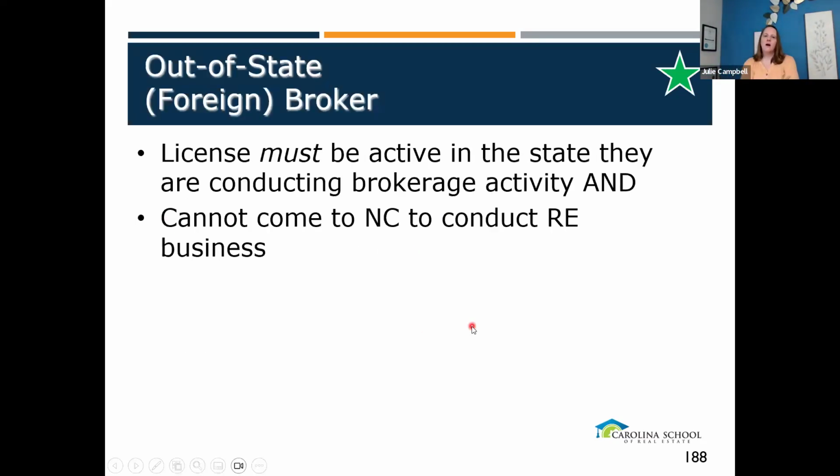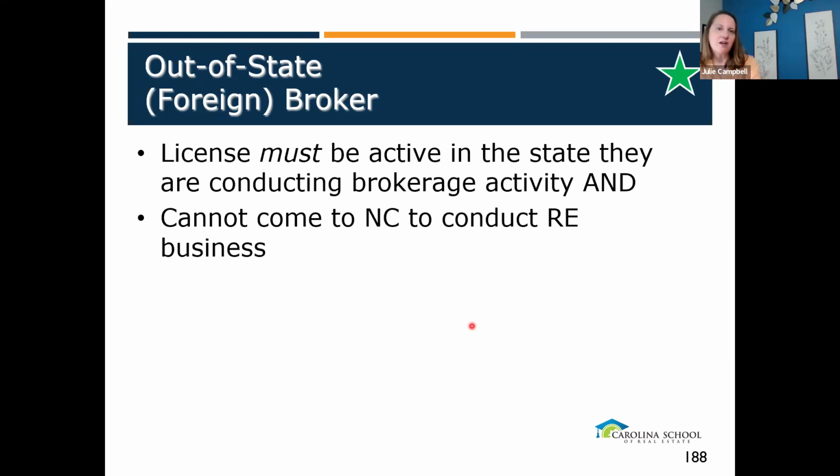You may be working with an out-of-state, also known as a foreign broker, crossing state lines. Guys, please remember, your real estate license is only good for properties located within the state of North Carolina. How many of you have families and friends outside of the state of North Carolina, all over the world? You can help that family member in Pennsylvania by referring them to an agent there. You cannot drive to Pennsylvania to assist in that transaction.